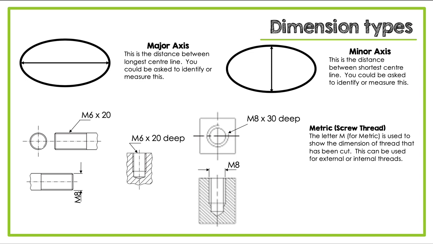This is new to Higher. In terms of ellipse shapes, you can have the major axis and the minor axis. When we're working out tolerances later on in the year, you'll find out more about this information, but just know that the major axis is the longest distance along the centre, and the minor axis is the smallest distance.